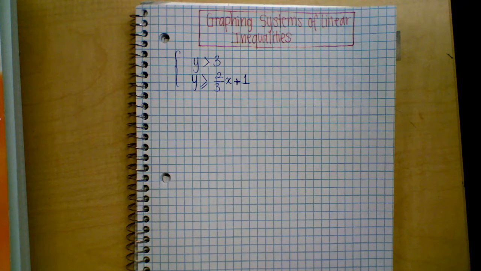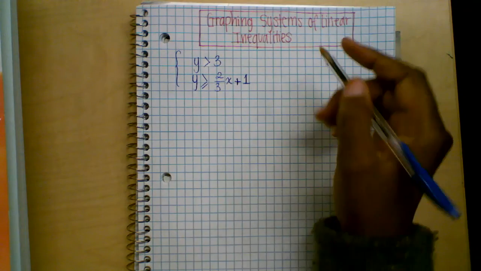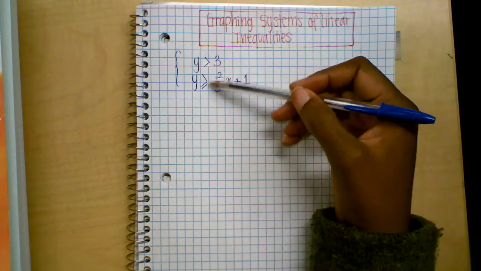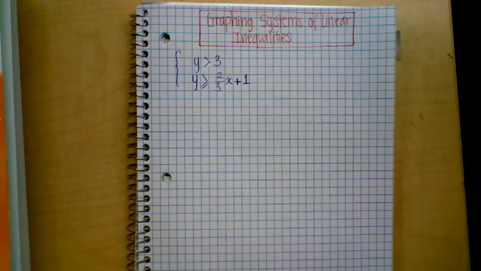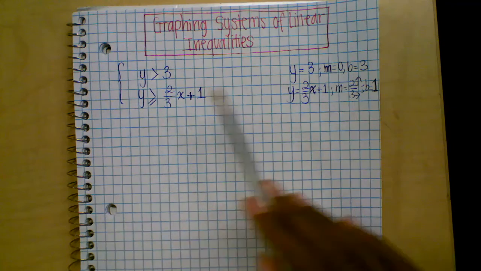So what is step two? Step two means we write the inequality as an equation. On my right side here, I'm going to write each inequality as an equation. So please pause the video and do the same, okay? Write each inequality as an equation.